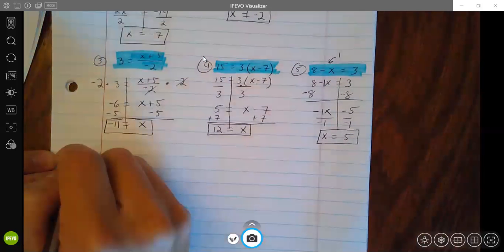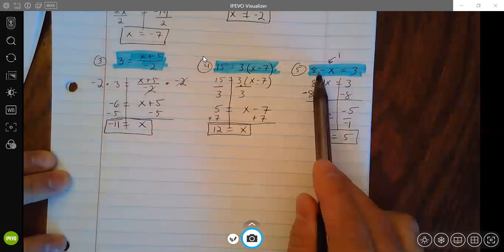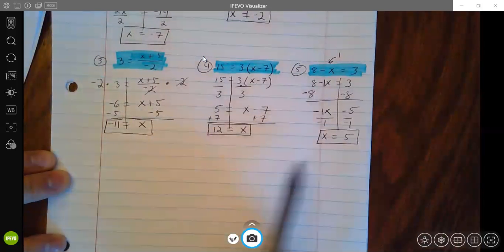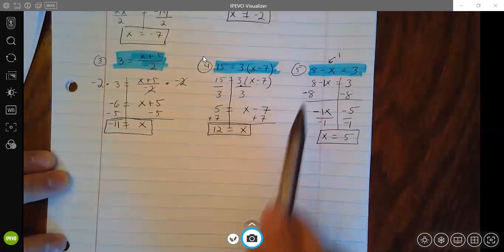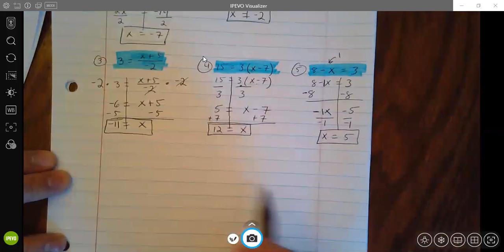And again, this one is one you can think about. 8 minus what equals 3? Well, 8 has to be a positive, x has to be a positive 5, right? 8 minus 5 equals 3. Let's do one more like that one.